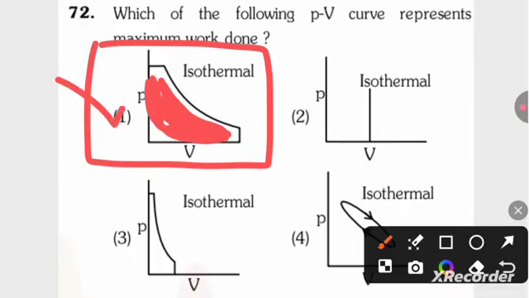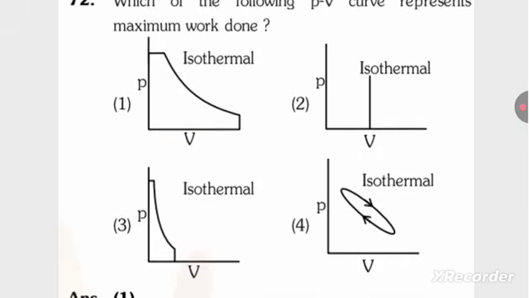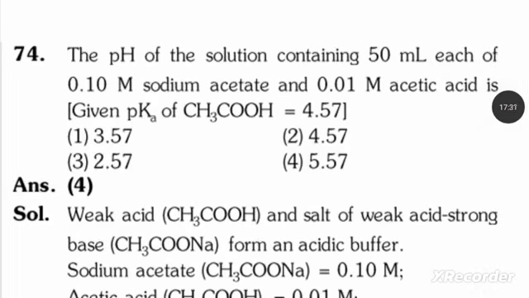So option 1 is the right answer for this question because in a PV graph, the area under the curve represents the magnitude of the work. So in graph 1 we can find maximum area, that's why it has more magnitude of the work. Let us go to the next question.